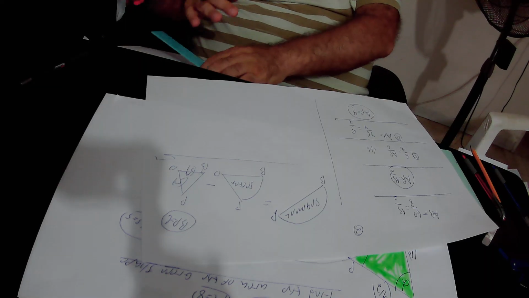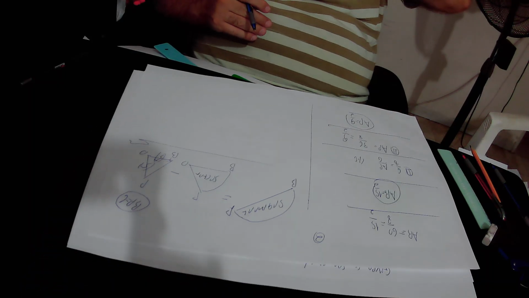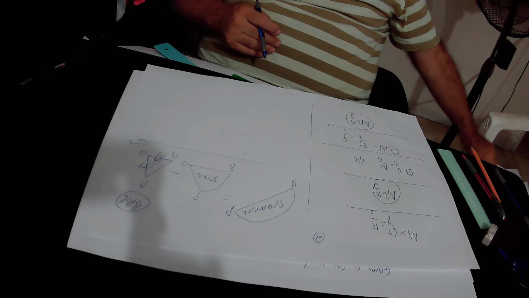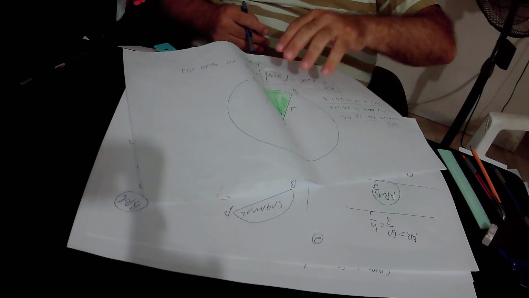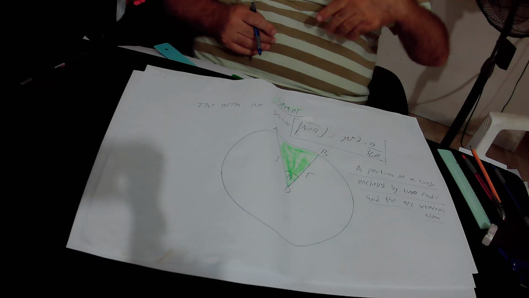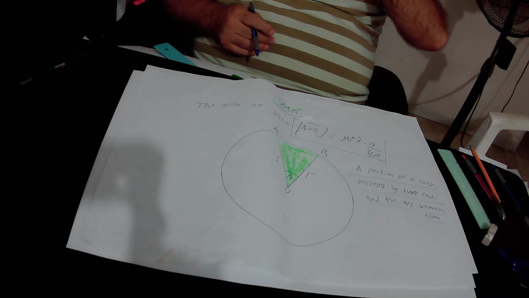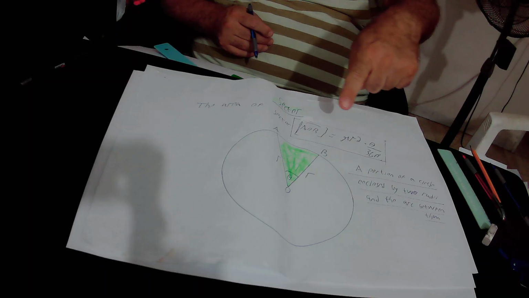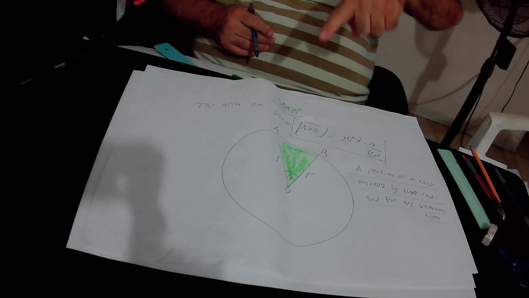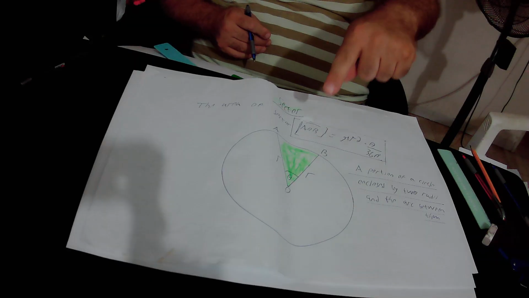But what is a sector? A sector is a portion of a circle enclosed by two radii and the arc between them. Again, the green shape ABO is a sector. Actually, a sector is like a slice of a pizza. This is sector ABO, a portion of a circle with two radii and the arc enclosed between the two radii.